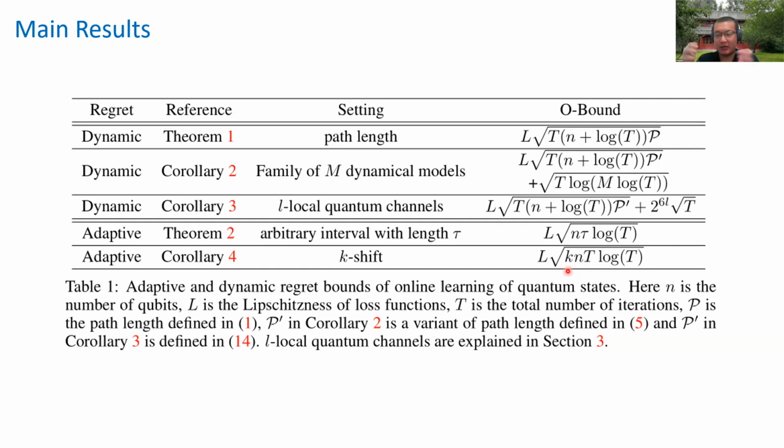In general, if you have T iterations and overall regret of square root of T, this is small. The average regret tends to 0. And the square root of T is probably the best we can hope for, because in a lot of online learning literature, the square root of T is actually the lower bound.